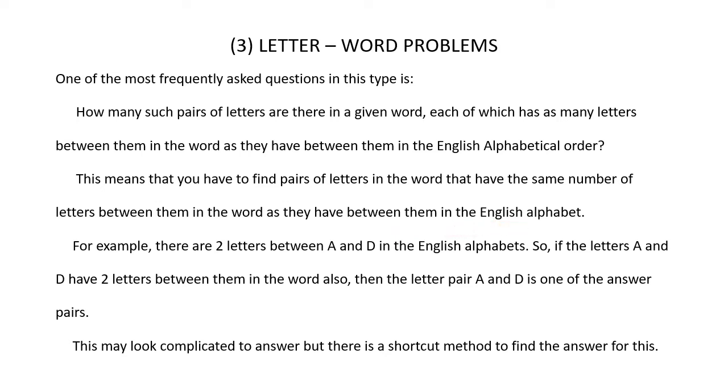For example, there are two letters between A and D in the English alphabet. So, if the letters A and D have two letters between them in the given word also, then the letter pair A and D is one of the answer pairs. So you have to find how many such pairs of letters are there in the given word. This may look complicated to answer, but there is a shortcut method to find the answer for this. So let's learn about the shortcut method with an example.